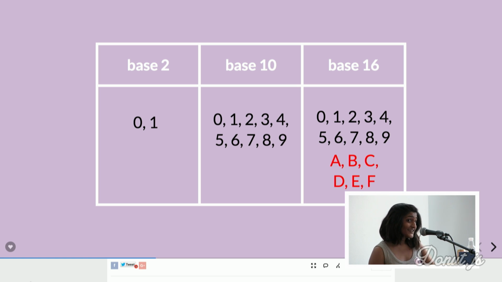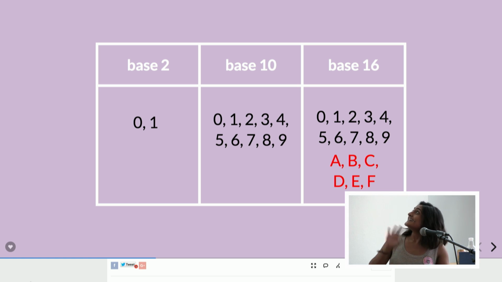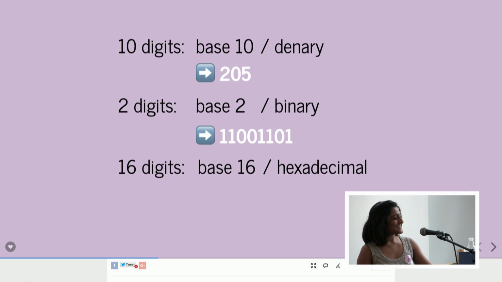We can use letters. In base 16, after the 10th digit, you can actually use letters from the alphabet. That's what you end up using, and you use A, B, C, D, E, and F. So if you wanted to say like, I ate 16 donuts at DonutJS last night, you could say I ate F donuts. And then you just really have to hope that the person you're talking to knows hexadecimal, because they'd be like, dude, what are you talking about? But anyways, I digress. So how do we represent 205 using hexadecimals?